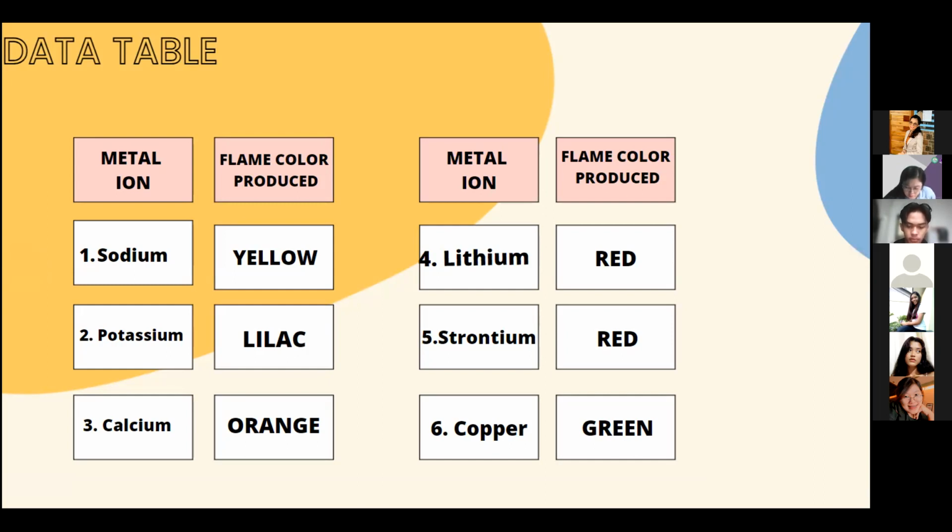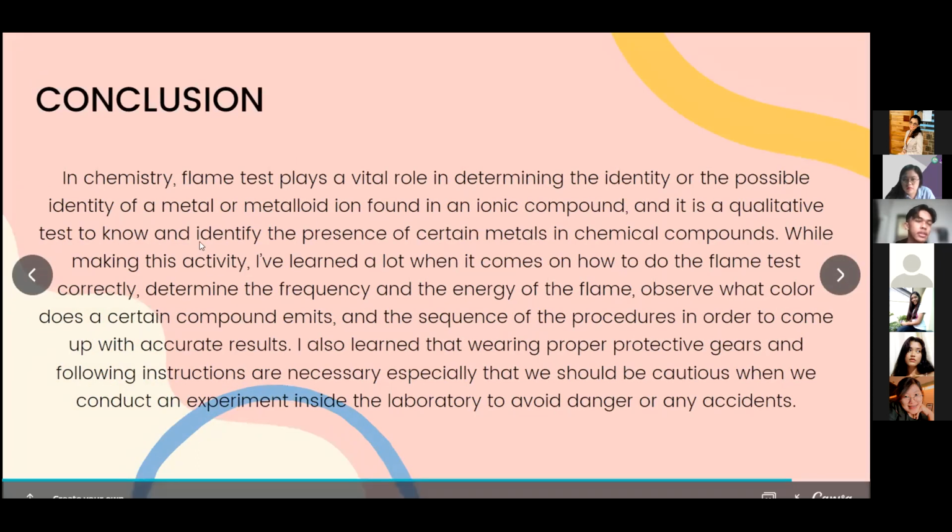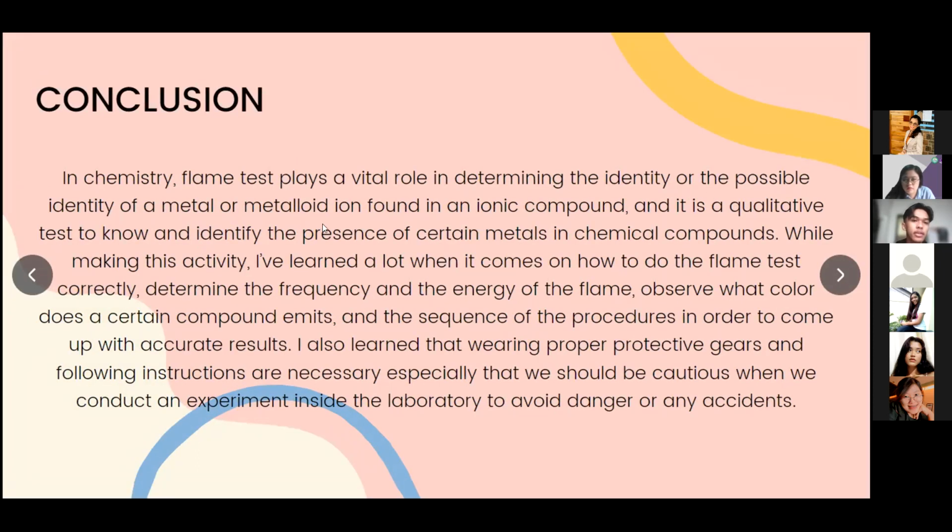Strontium is red also. Copper is green. So for the next slide, which is our conclusion, the reporter will be Mr. Hernales. In chemistry, the flame test plays a vital role in determining the possible identity of a metal or metalloid ion found in an ionic compound. It is a qualitative test to identify the presence of certain metals in chemical compounds.